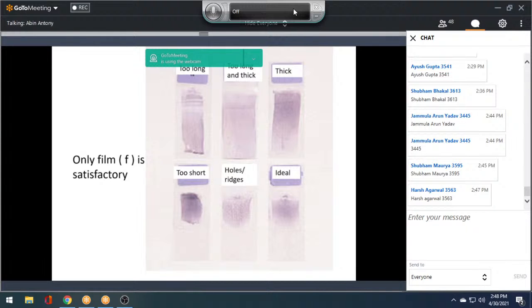The smear shouldn't touch the borders. It should be tongue shaped. There shouldn't be any ridges or any holes. Okay. And what about the length? 3 to 4 centimeters in length, and it should cover the end.